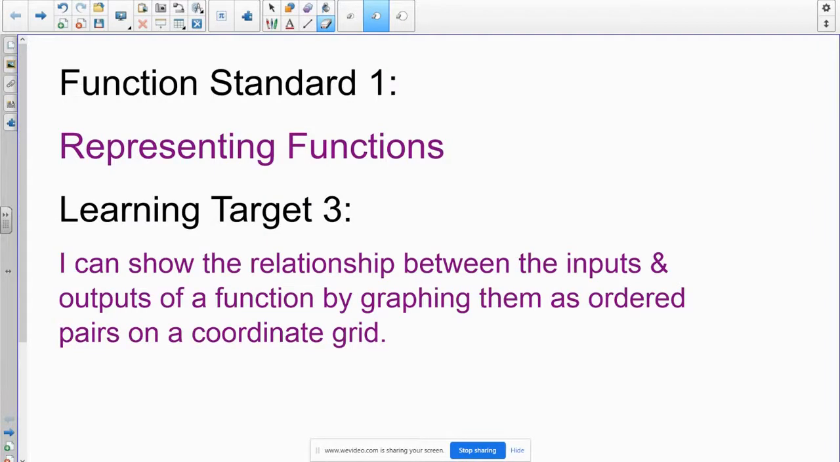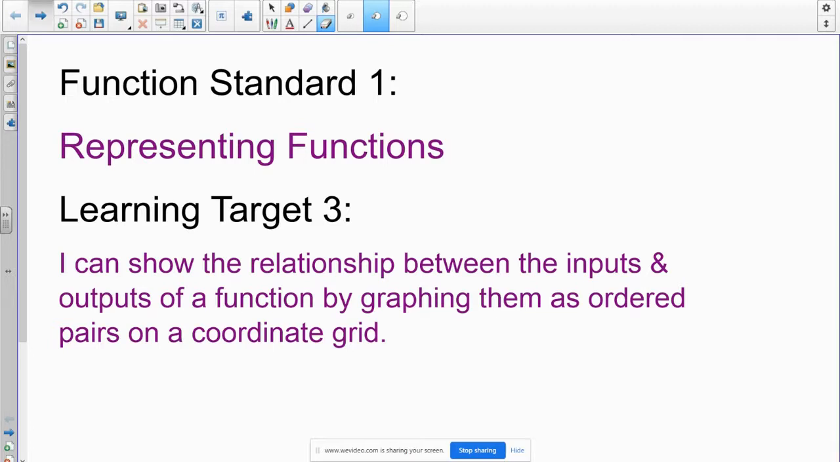Function Standard 1. We are still looking at representing functions. Today we're going to look at our last learning target, which is number 3, and that states I can show the relationship between the inputs and the outputs of a function by graphing them as ordered pairs on the coordinate grid.